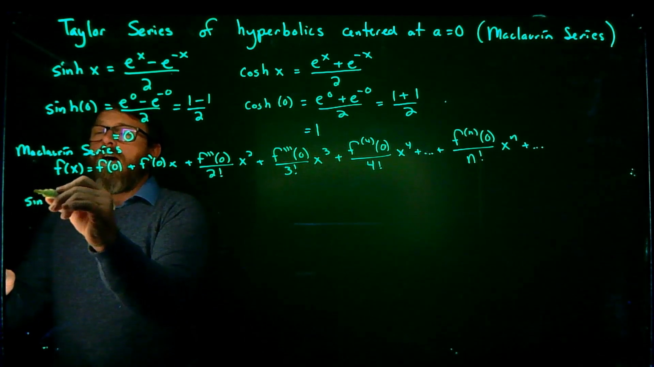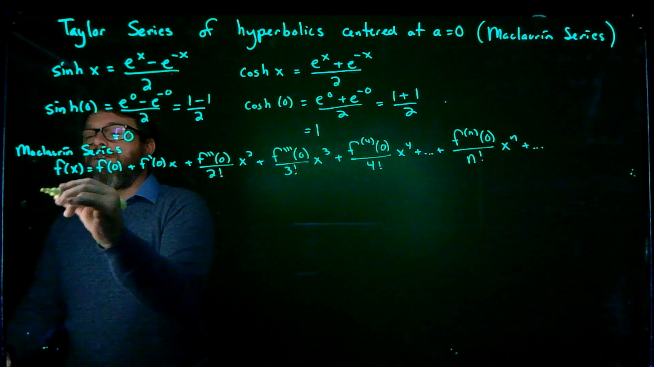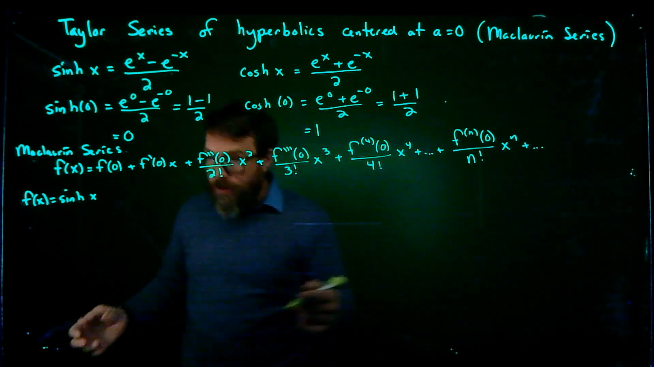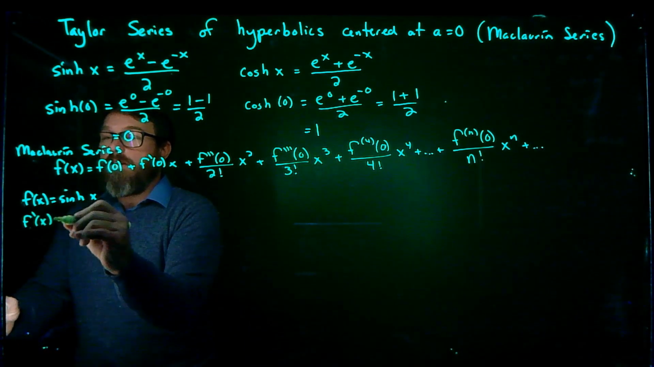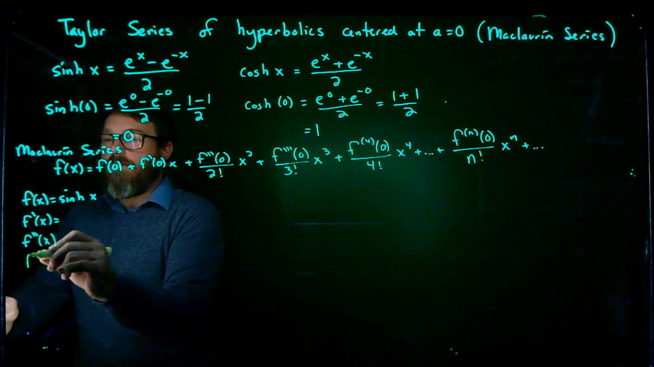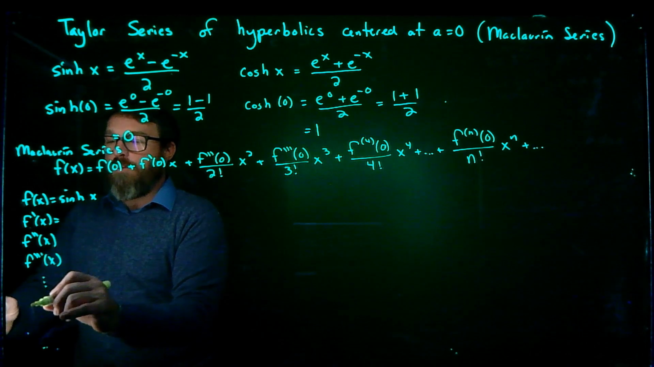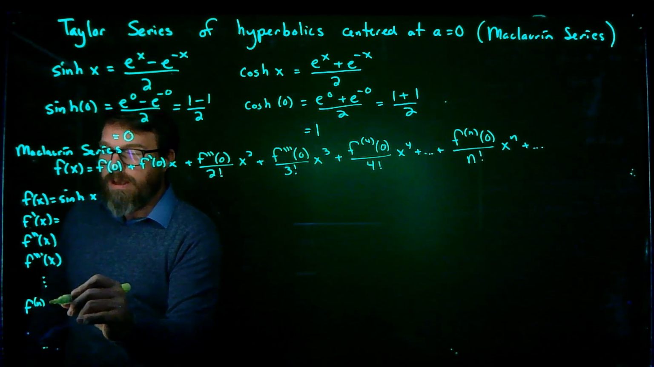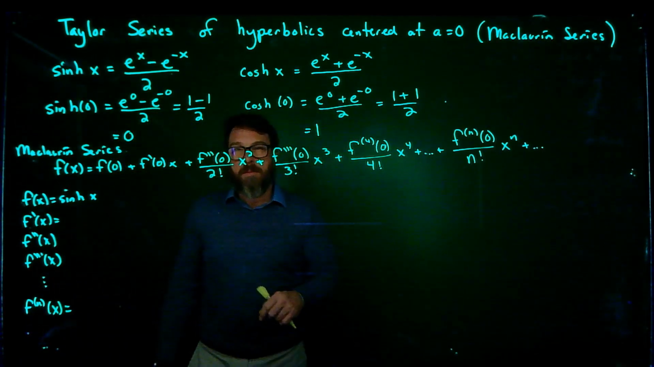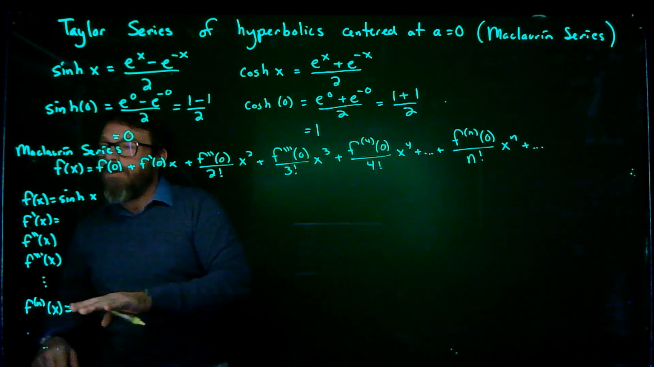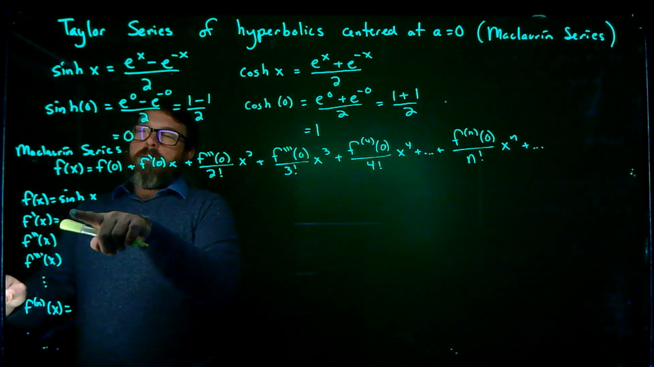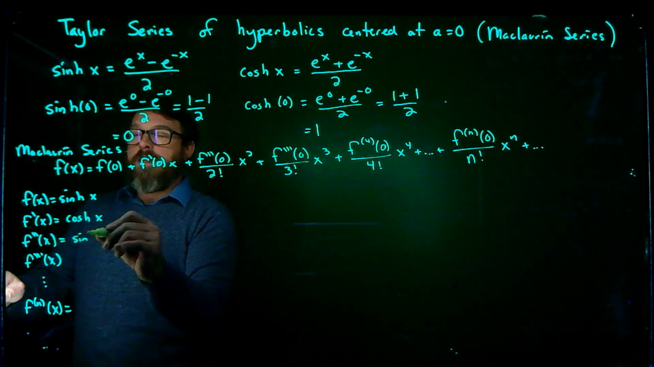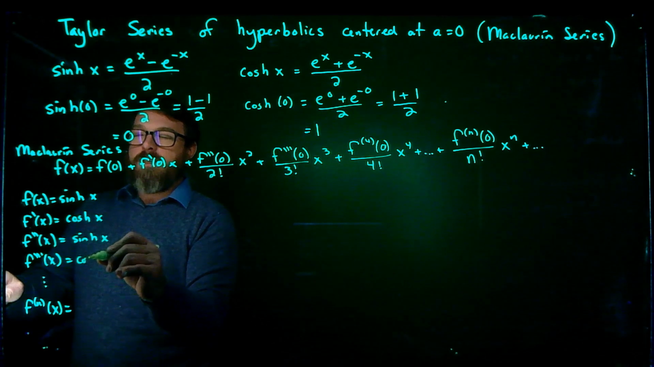So let's go ahead and start out with the hyperbolic sine function. If f of x is equal to the hyperbolic sine function, what I'm going to need is the derivatives: f prime of x, f double prime of x, f triple prime of x, and then I'm hoping to find some kind of pattern. With your trig functions, even the hyperbolic trig functions, I don't want to spoil it. What I know is the derivative of the hyperbolic sine is the hyperbolic cosine of x, and the derivative of the hyperbolic cosine of x is the hyperbolic sine of x, and the derivative of the hyperbolic sine of x is the hyperbolic cosine of x.